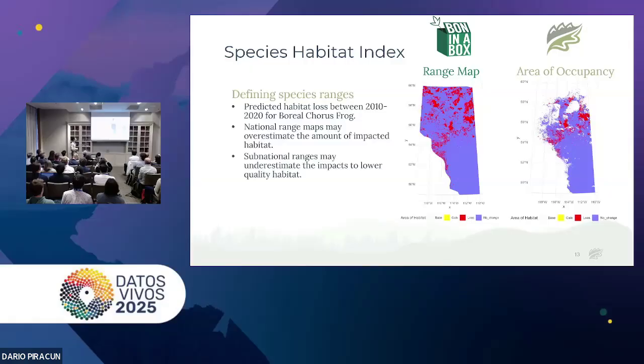Expanding on what Alice talked about the other day, the IUCN range maps might be overestimating the total area that the species occupies. In this case, we'd be overestimating the amount of impact that is actually happening to habitat relative to boreal chorus frog. However, the same is true for the SDM approach. We know SDMs aren't perfect. When you binarize them, we might be underestimating the actual range of the species, and we might be missing important lower quality habitat that could become very valuable as the climate changes.